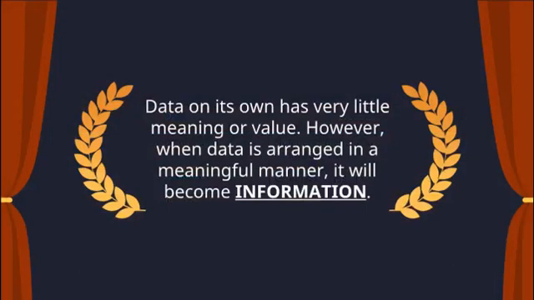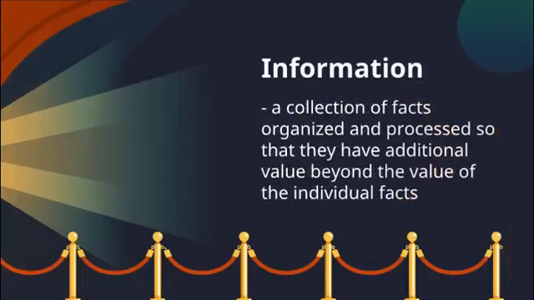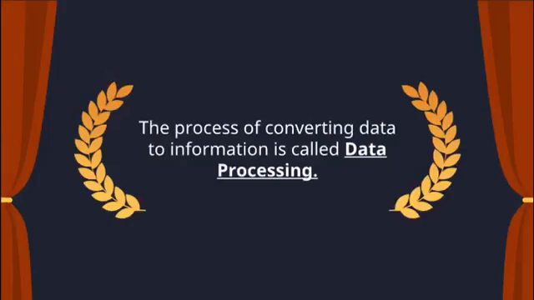Data on its own has very little meaning or value. However, when data is arranged in a meaningful manner, it will become information. What is information? Information is a collection of facts organized and processed so that they have additional value beyond the value of the individual facts. The process of converting data to information is called data processing.